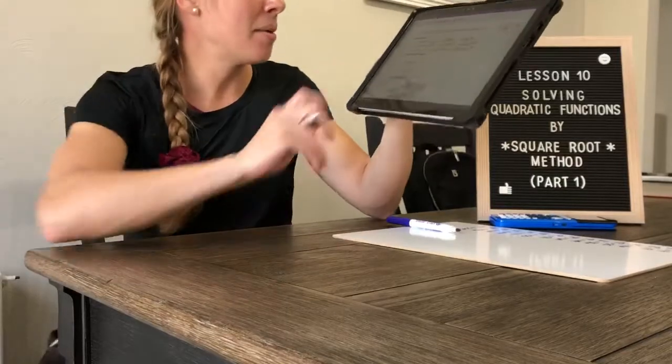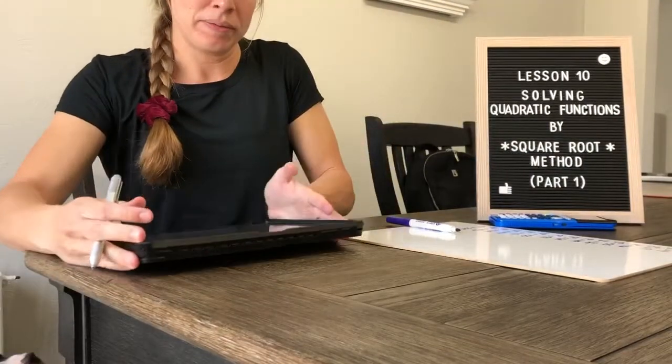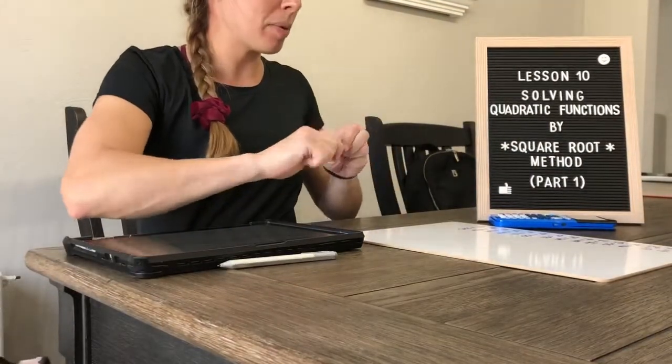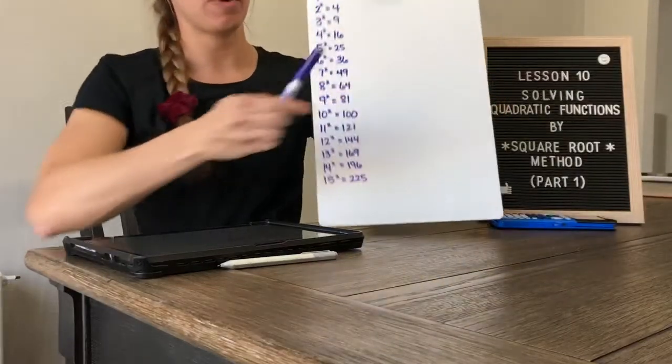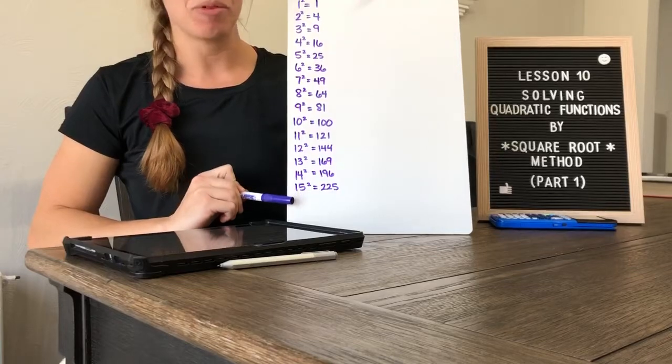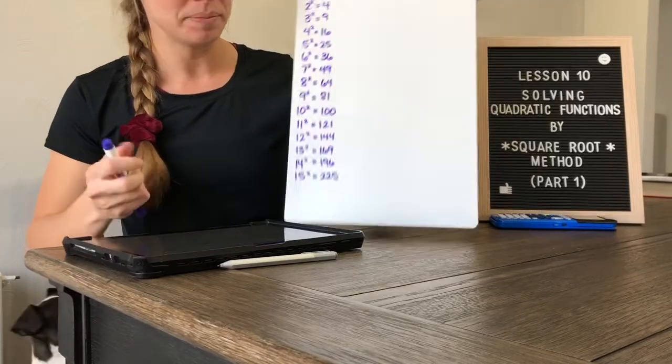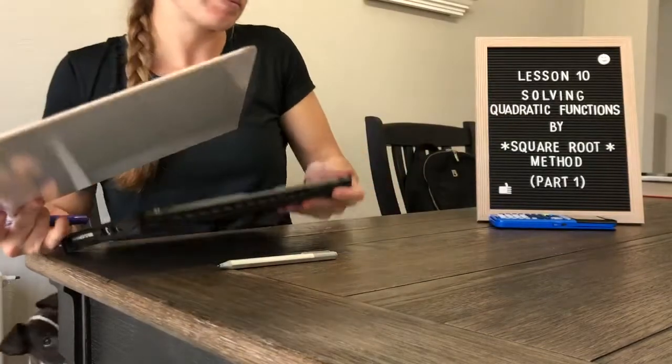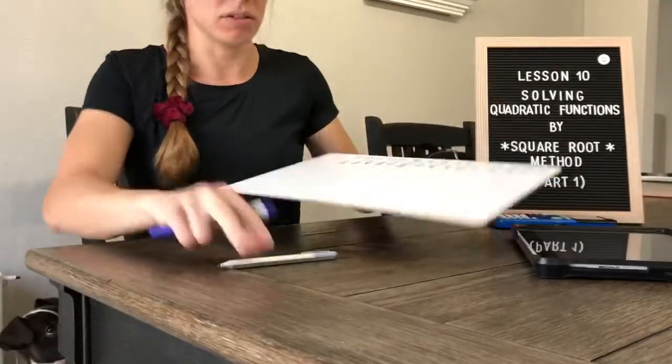Okay. All right, so I wrote up our list of perfect squares. 1 squared is 1, 2 squared is 4. These are the ones that I recommended you memorizing or creating flashcards for. And also the reverse of those.